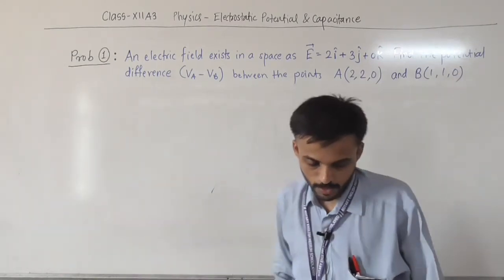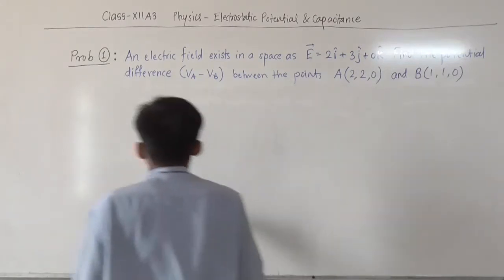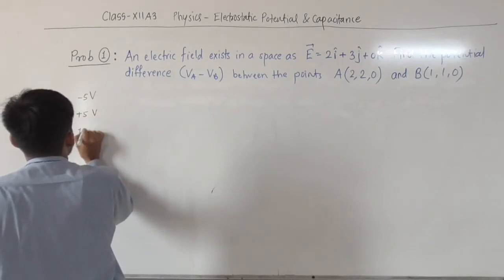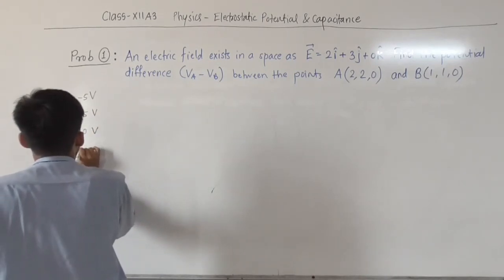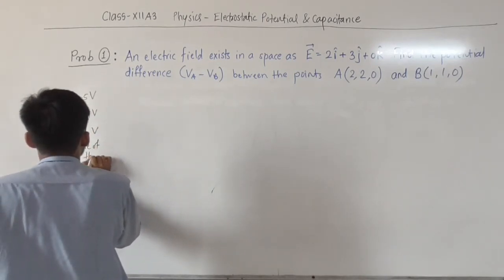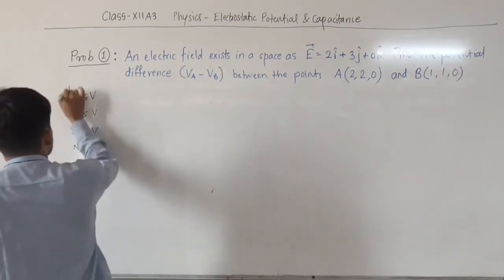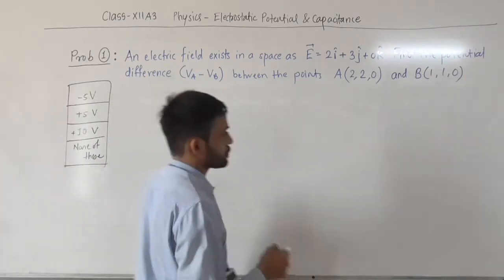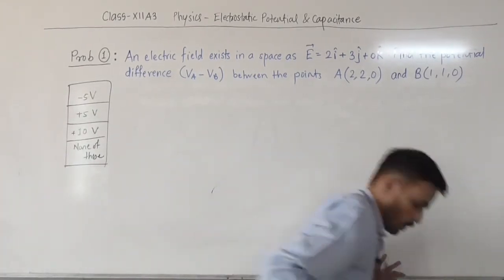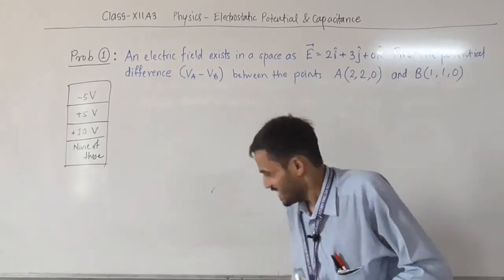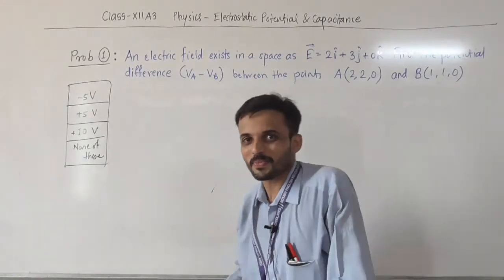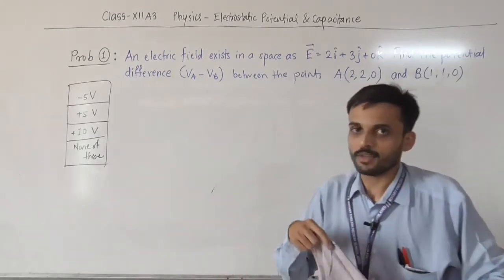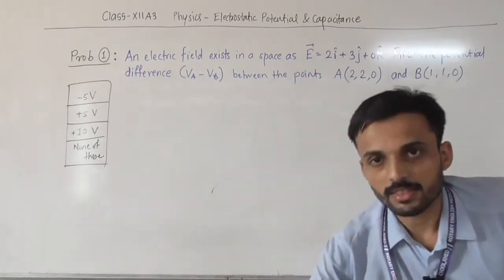Options: -5, plus 5, plus 10, none of these. So these are the options A, B, C, D. Okay, so I'll suggest you first write down this and we'll try to solve it fast. Write it down.